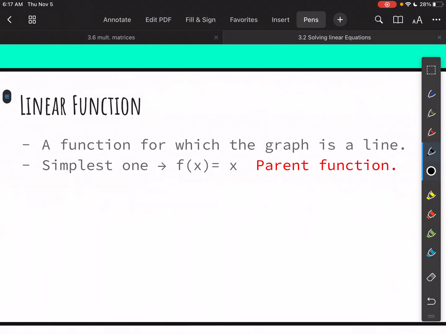We studied last time what a linear function is. It's a function for which the graph is a line. Okay, the simplest one is f of x equals x. Remember, don't get confused here, you guys. F of x is just another way of saying y, right? It's just saying the function evaluated at x.